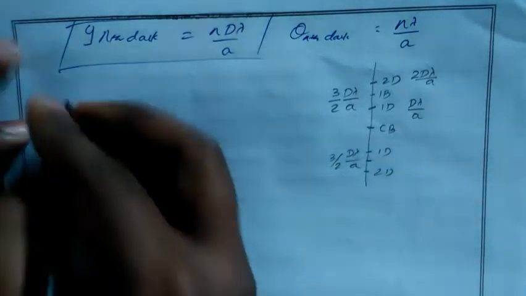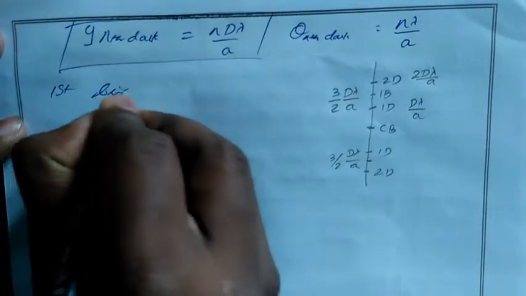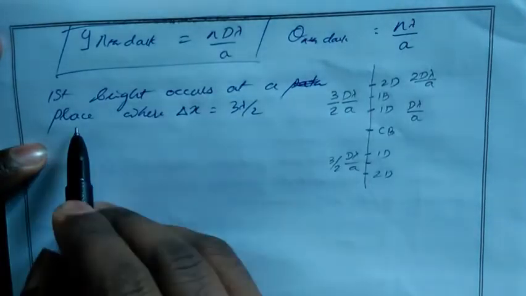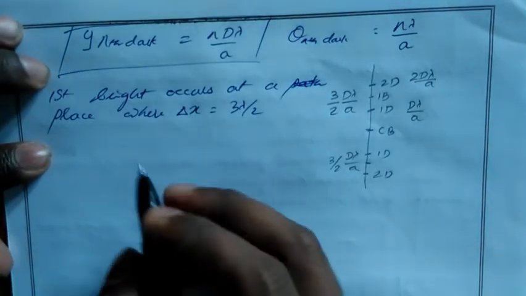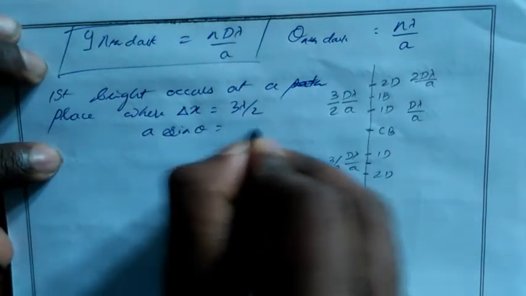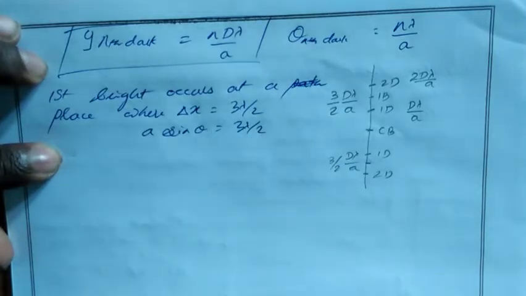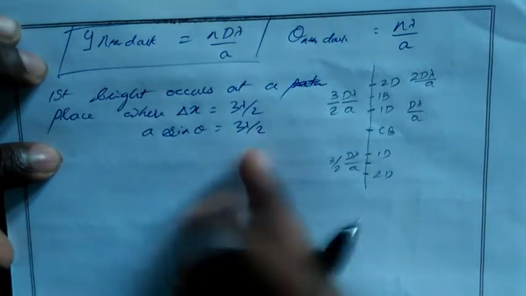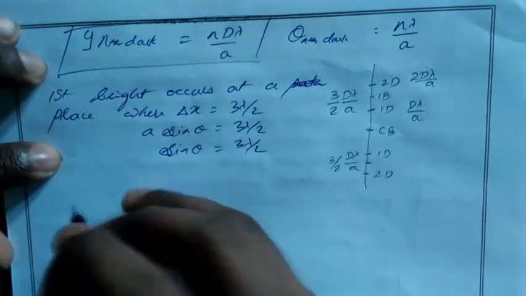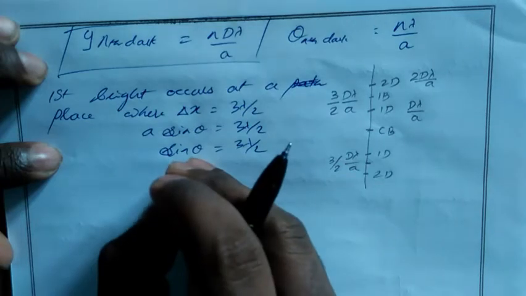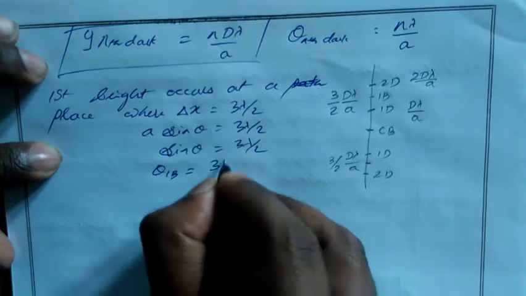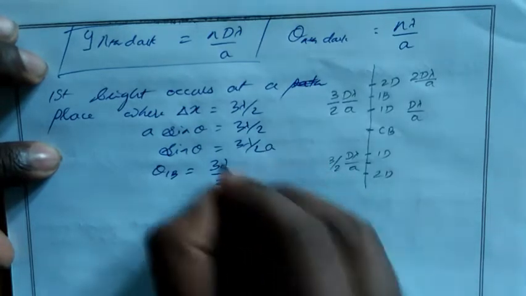From this, the first bright occurs where del x equals 3 lambda by 2. So we can take del x as a sin theta equal to 3 lambda by 2. Clear? From this, sin theta equals 3 lambda by 2a. Theta is very small, so we can take sin theta as theta. So theta first bright will be 3 lambda by 2a. Here we have a.